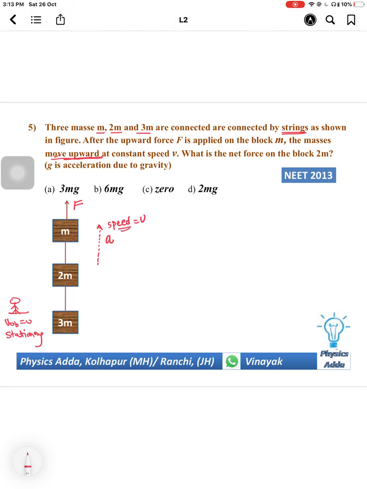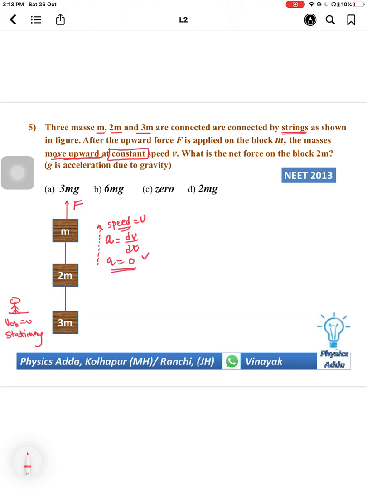Now there is one important term over here in the problem. Sometimes if you read the problem carefully, the problem itself will give you the solution. You don't need to solve the problem. This is constant speed. So what is acceleration? dv by dt, derivative of velocity. If v is constant, it means that a will be 0.